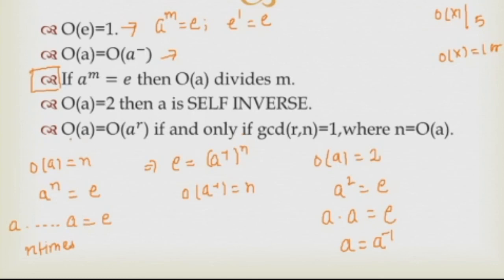Lastly, there is this observation. It says that order of a and order of any power of a are equal if and only if the GCD of the power and the order of a is 1. And it's a very special property, and we are going to talk about this property in our next video. I hope you understood order of an element.